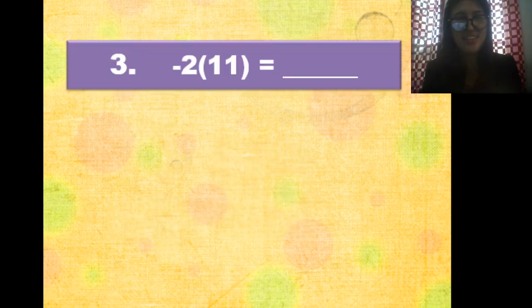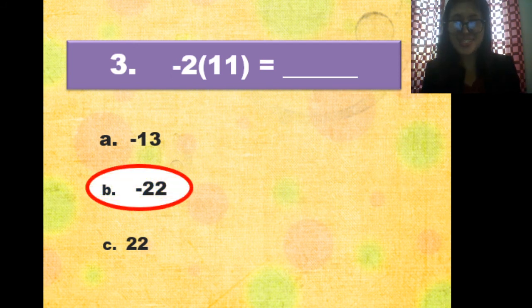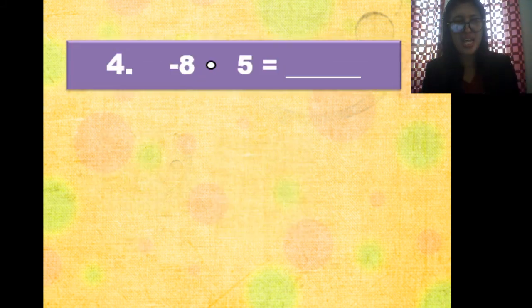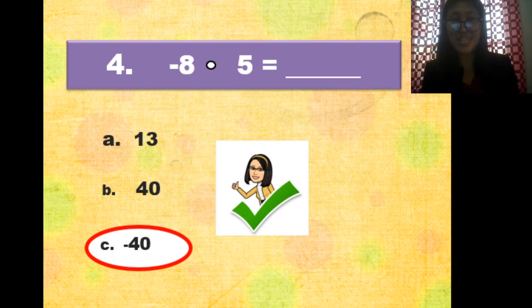Okay, let's have another. Negative 2 times 11. Well, the product is negative 13, negative 22, or 22? The answer is negative 22. Very good. Okay, let's have number 4. Negative 8 times 5. Is it 13, 40, or negative 40? What is the product? The answer is negative 40. Excellent. You got it right.